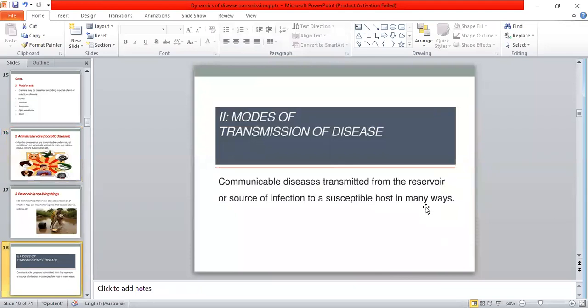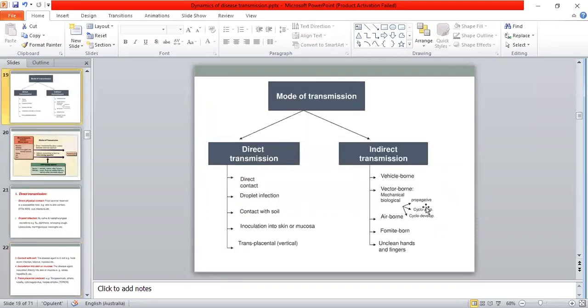Modes of transmission of disease. Communicable diseases transmitted from the reservoir are a source of infection to a susceptible host in many ways. Modes of transmission are broadly classified into two types: direct transmission and indirect transmission. Direct transmission can further be classified as direct contact, droplet infection, contact with soil, inoculation into skin or mucosa, and transplacental.